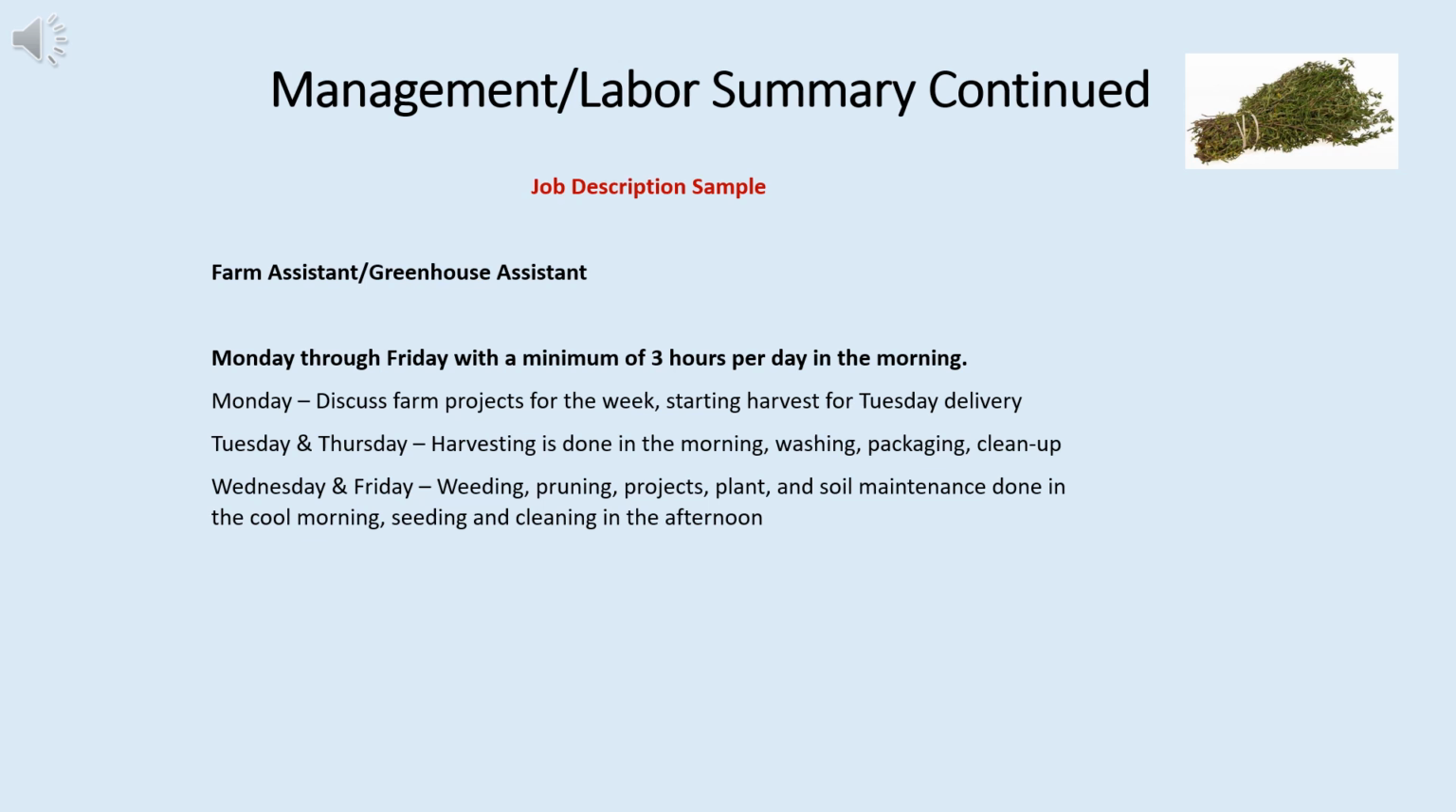Management/labor summary continued. Job description sample. Farm assistant/greenhouse assistant. Monday through Friday with a minimum of 3 hours per day in the morning. Monday, discuss farm projects for the week, starting harvest for Tuesday delivery. Tuesday and Thursday, harvesting is done in the morning, washing, packaging, clean up. Wednesday and Friday, weeding, pruning, special projects, planting, and soil maintenance. We try to do most soil work during the cool mornings, while seeding and cleaning in the afternoon.